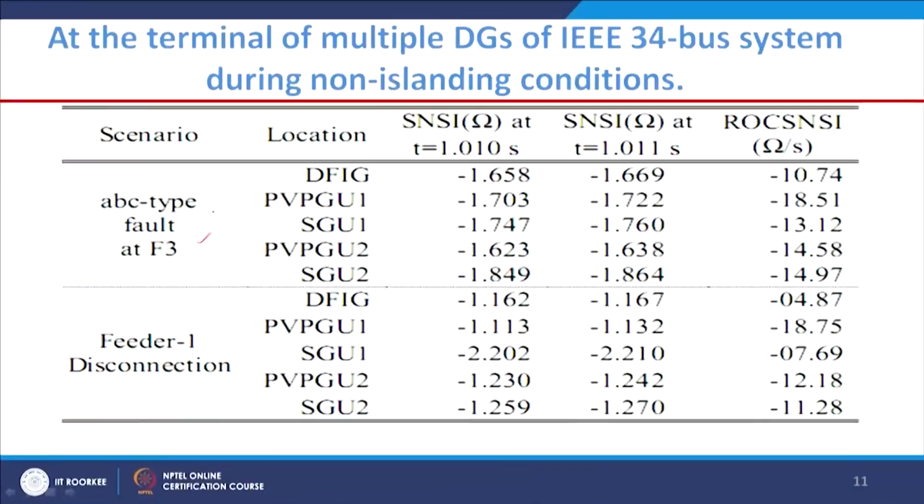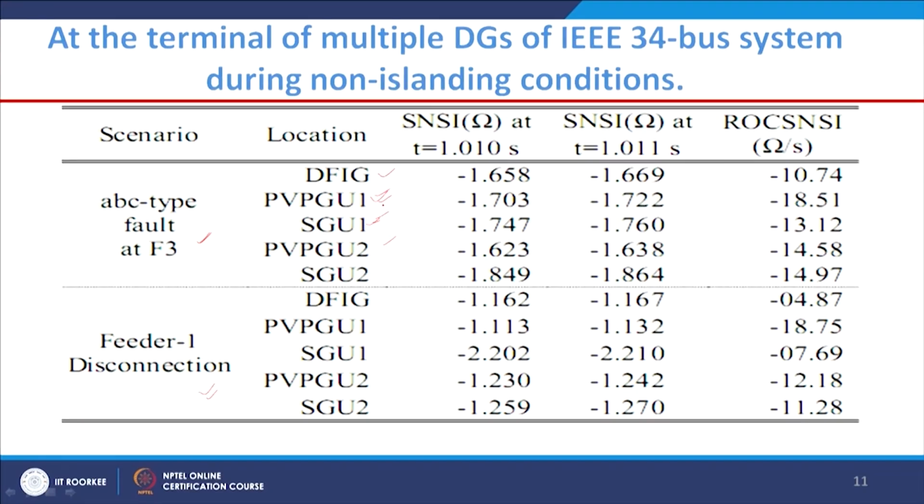Similarly, we have also tested for a non-islanding event for this particular IEEE 34 bus system, and here we have created an ABC type fault at F3 location and feeder 1 disconnection. These two were taken by considering the location of different DGs like DFIG, PV and synchronous. This DFIG is the wind system, this is our PV system, and this is a synchronous based DG system. Different types of renewable sources were also considered to test the performance of the technique.